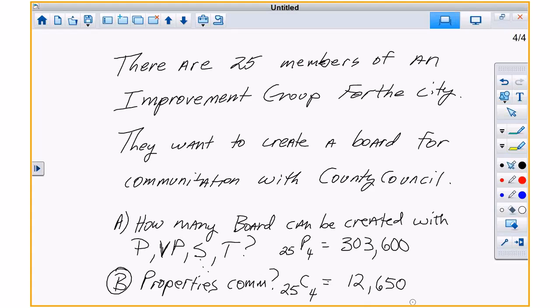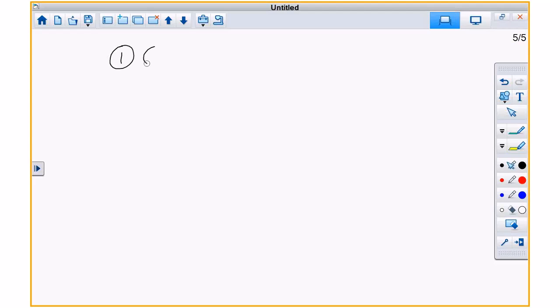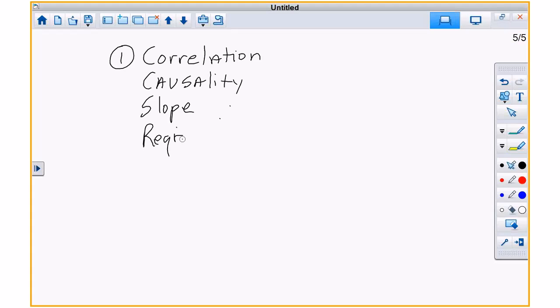All right. So now, what do you know now? You know 4 things in probability, because I have no idea what the outline covers, but 5 things really. We've covered 5 things. We've covered 1, correlation, causality, slope, and regression. Okay, we've covered that. That's one thing.